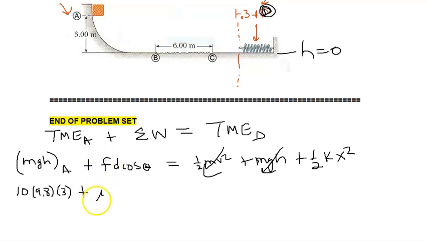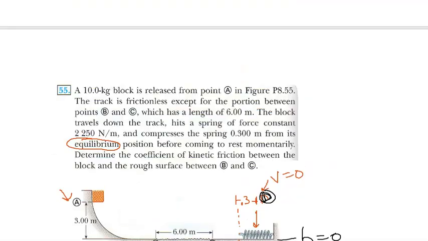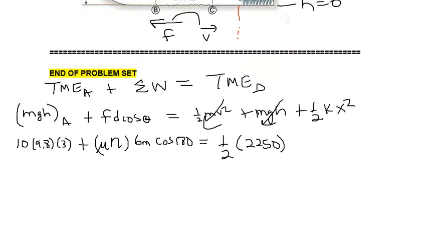Plus friction is mu times the normal. We're looking for mu, so it's not going to help to go do miscellaneous because we don't know it. Friction acts through 6 meters, but whatever friction is, it is opposite the velocity. That's 180. And then 0, 0, and one-half k is 2250. That's a massive spring. Times the distance 0.3 squared.